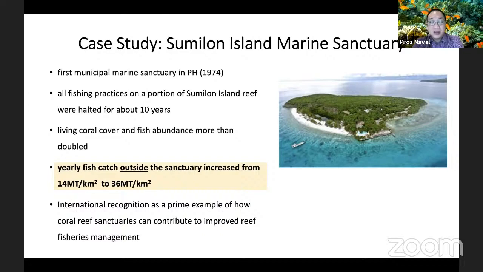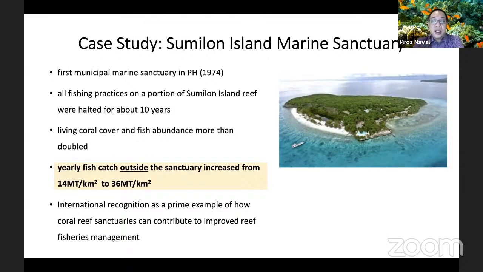So for 10 years. And during a span of 10 years, the living coral cover and fish abundance actually more than doubled. So the marine scientists actually measured the yearly catch outside the sanctuary. So this is not within the sanctuary, but outside the sanctuary. So the catch more than doubled from 14 metric tons per square kilometer to 36 metric tons per square kilometer.